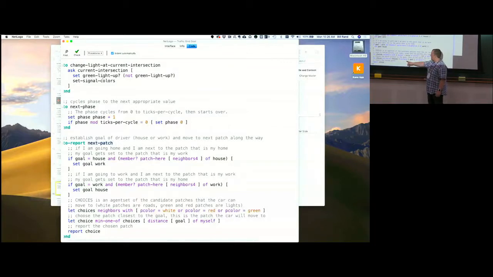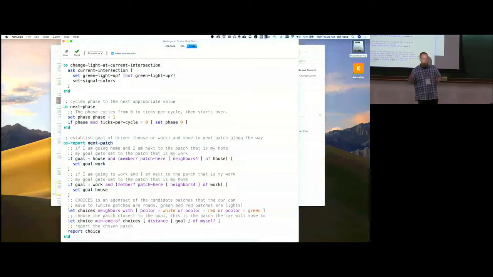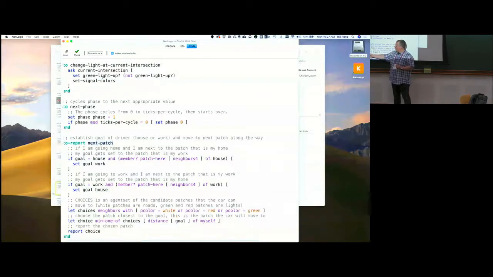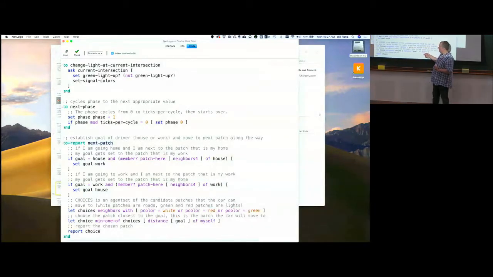So distance calculates the distance between an agent and another agent or a patch. And goal of myself, this is a thing. So right here, we're asking for the patches, we're asking each of the patches to check something. And so myself is the thing that's calling that, which is the turtle, the agent. So the goal of myself.